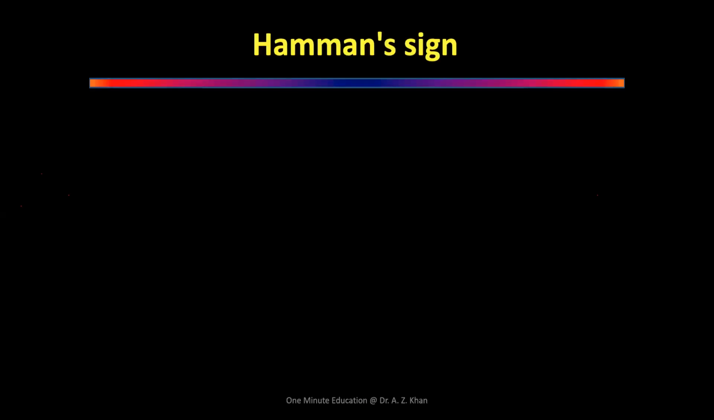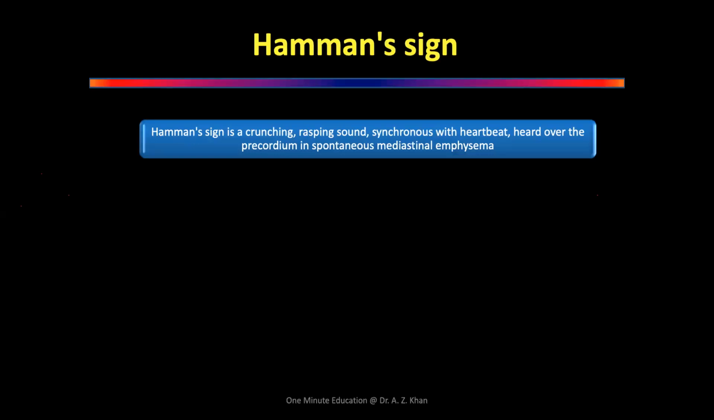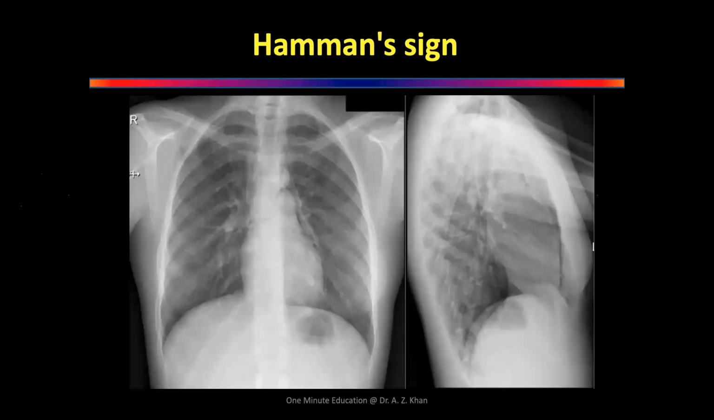Okay, this is called Hamman sign, okay? Hamman sign is a crunching, rasping sound synchronous with the heartbeat, heard over the precordium in spontaneous mediastinal emphysema. Okay, so what you're seeing there is mediastinal emphysema. You can see pneumomediastinum next to the heart if you look carefully. And also if you look at the lateral film, you can see air in the mediastinum.